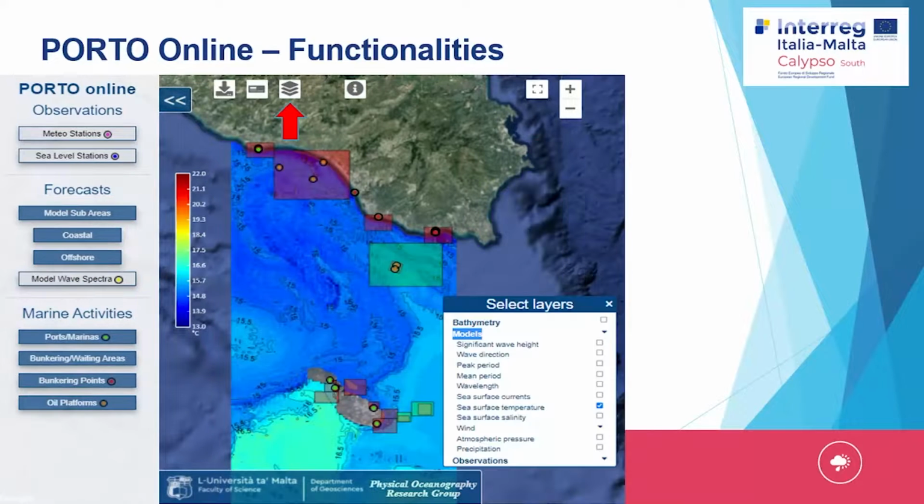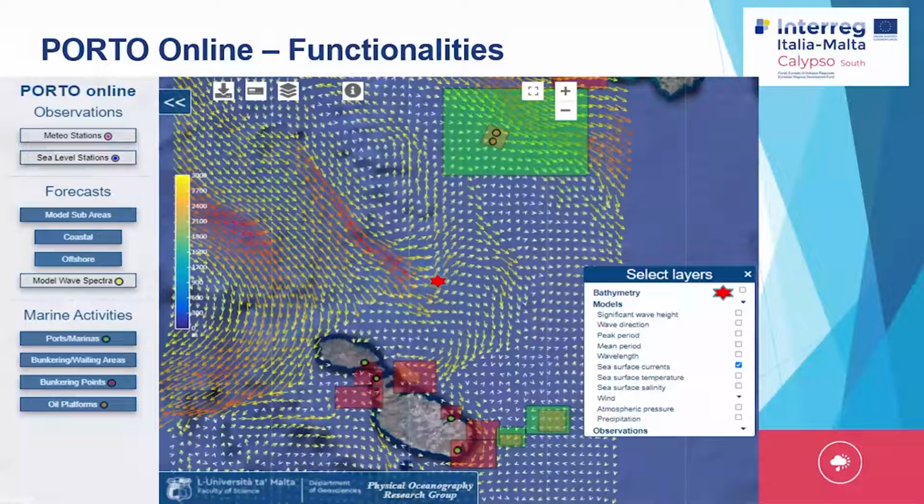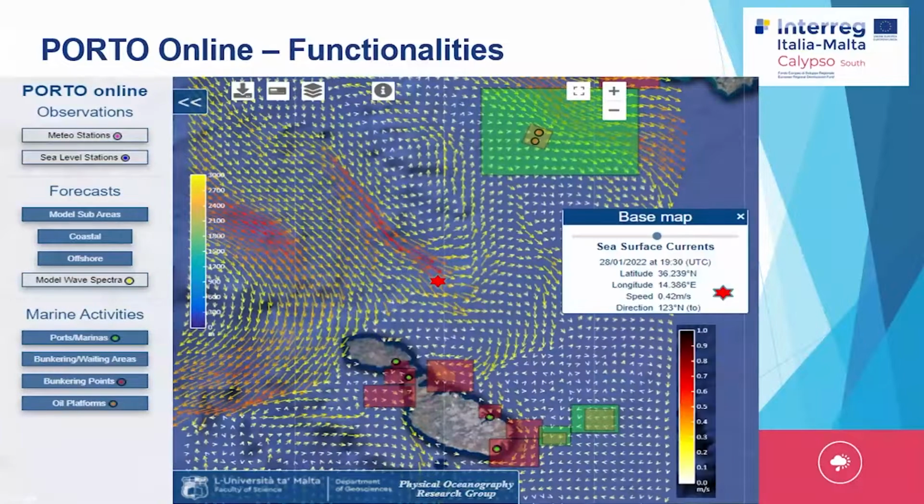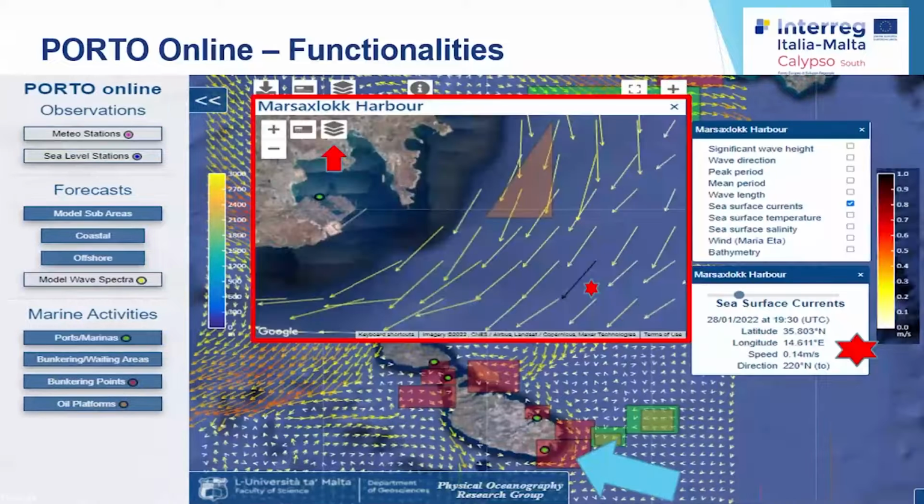A data layer is, for example, here selected for model sea surface temperature, and the dialog box can be opened to follow information by moving the mouse from point to point over the data field, such as the red asterisk in this case. Further clicking on the data layer provides a time slider to view the temporal evolution of the selected data field. The same can be done by repeating the process on any selected subarea to view the higher resolution maps.